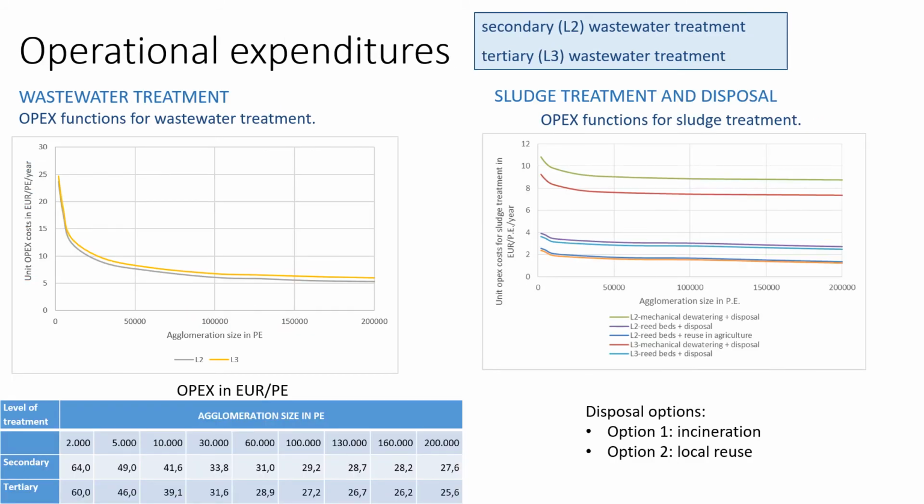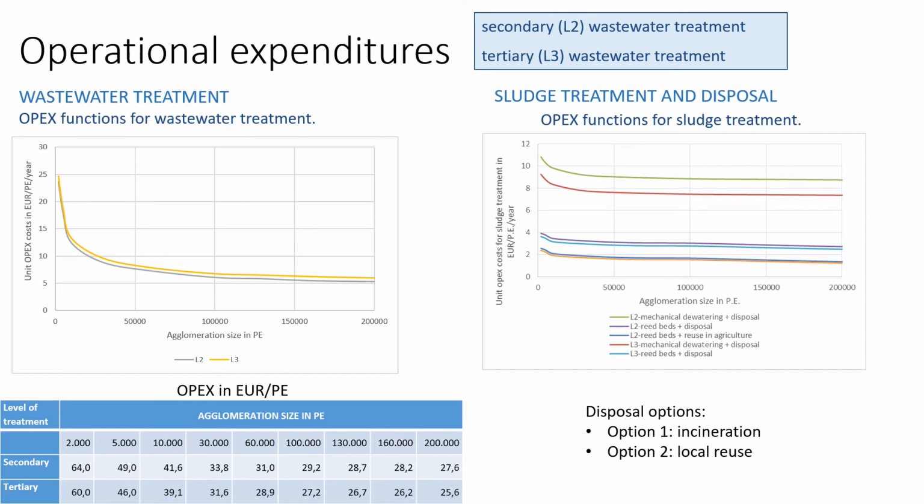And now let's take a look at operational costs. Operational expenditures include expenses required to operate and maintain the wastewater system assets. On the left, we can see operational cost of wastewater treatment, and on the right, operational cost of sludge treatment. Operational costs for wastewater treatment plants represent around 5% of the CAPEX without sludge handling, which is presented separately on your right.